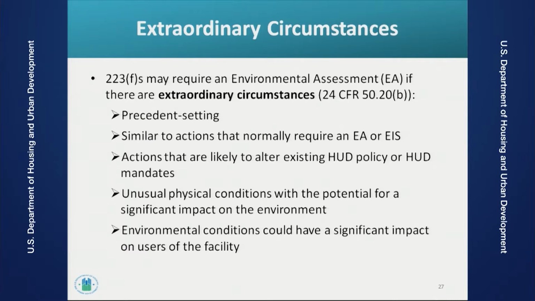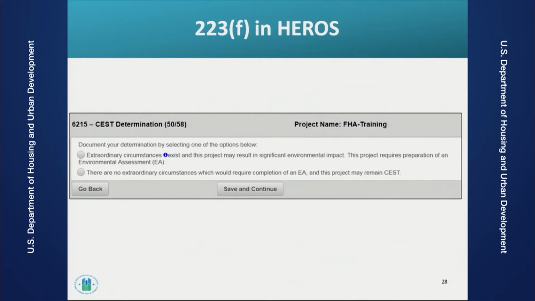So at the conclusion of your analysis in HEROES, you'll be asked to make a determination about whether extraordinary circumstances apply and if the project should be elevated to a higher level of review. So, of course, in most cases, there will not be extraordinary circumstances, and you'll say there are no extraordinary circumstances that would require completion of an EA. If your project is somehow extraordinary, then you'll have to elevate it to an environmental assessment.